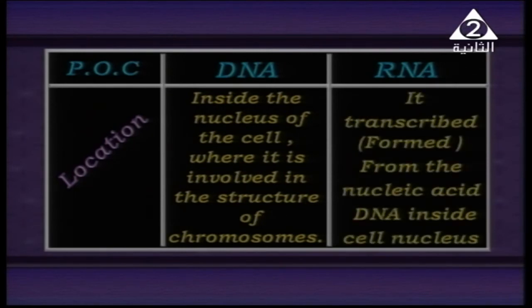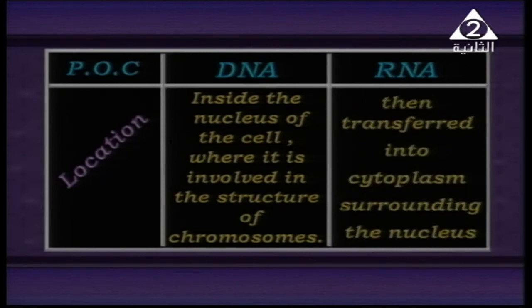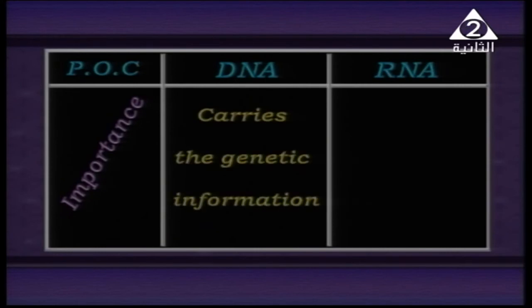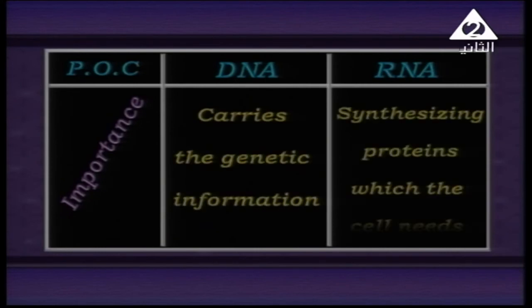RNA, the location of RNA: it is transcribed or formed from the nucleic acid DNA inside the cell nucleus, then transferred to the cytoplasm to help in protein synthesis. The importance: DNA carries the genetic information, but RNA synthesizes the protein which the cell needs.